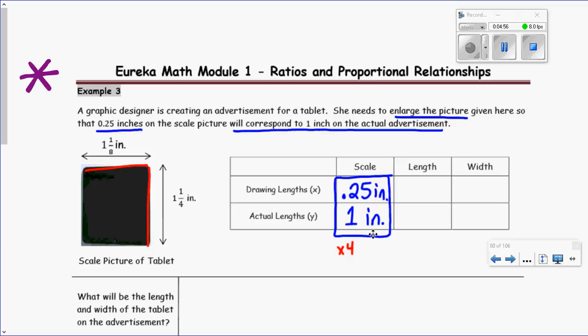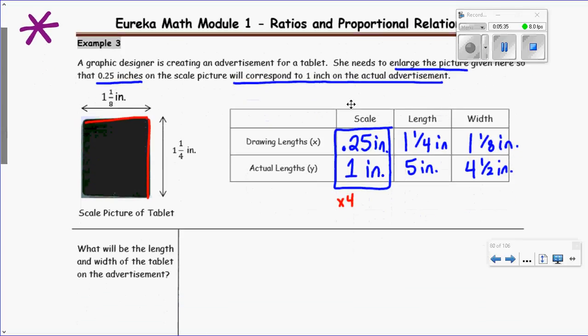So you can call them length or width. I usually think that length is the longer number, so I'm going to put 1 1/4 here. And the width is how wide it is, so I'm going to go with 1 1/8. Okay, use that multiplier of 4 and see what you get. What should the actual lengths be on the advertisement? Okay, did you get 5 inches and 4.5 inches? And then what will the length and width of the tablet be on the advertisement?